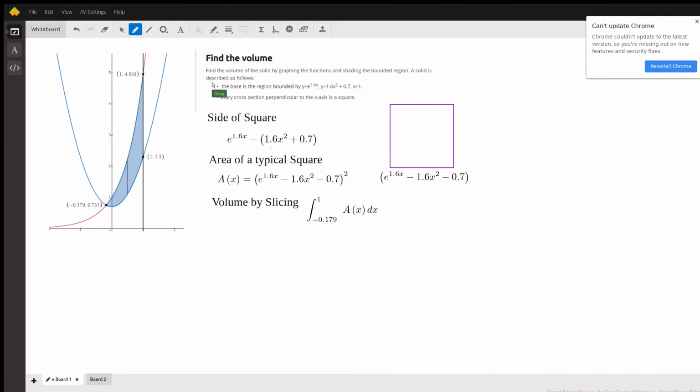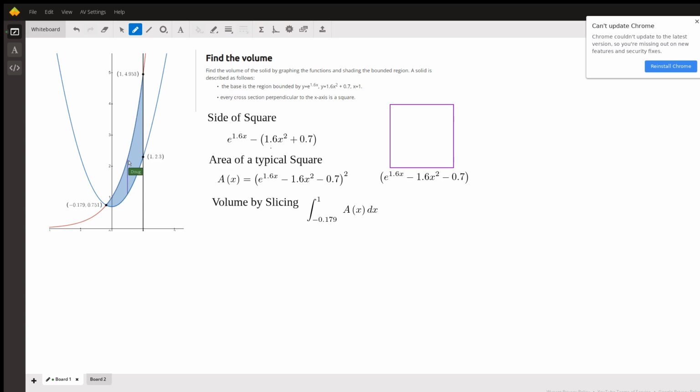Okay, this problem is a volume by slicing problem. Over here to the left, we have a graph of the functions. This blue curve right here is the curve y equals 1.6x squared plus 0.7, which is a parabola opening upward. The red graph is the graph of y equals e to the 1.6x. That's like e to the x with a vertical stretch by a factor of 1.6.